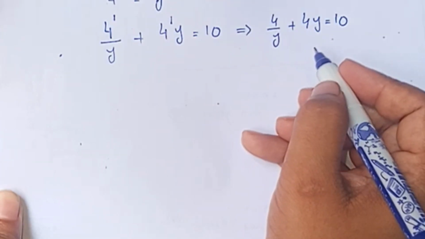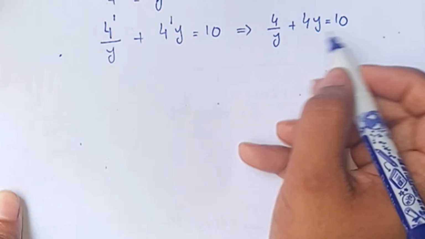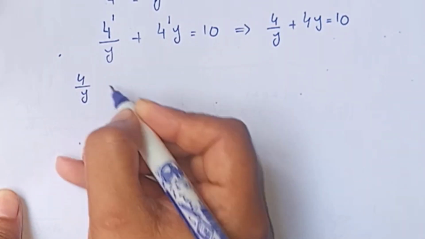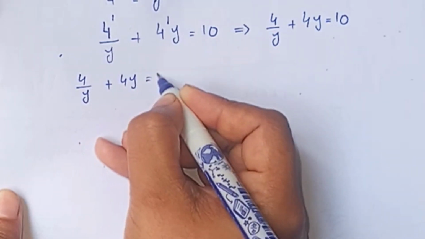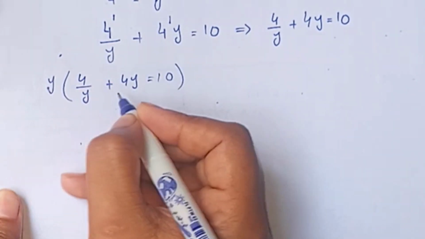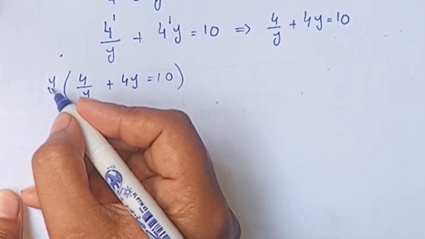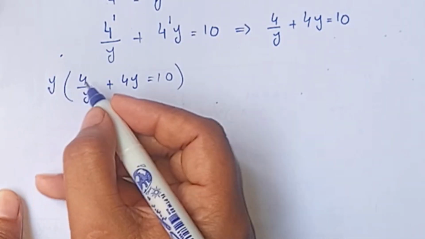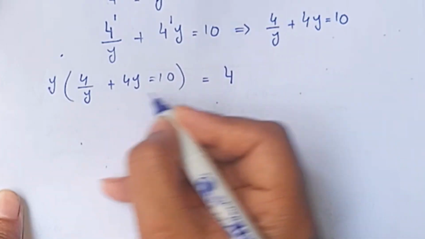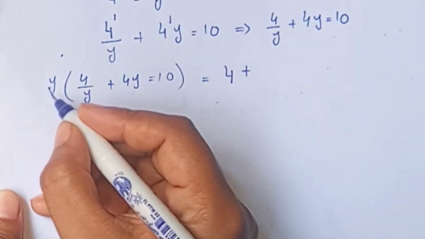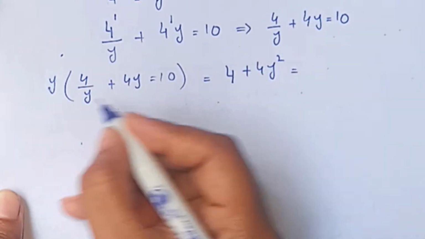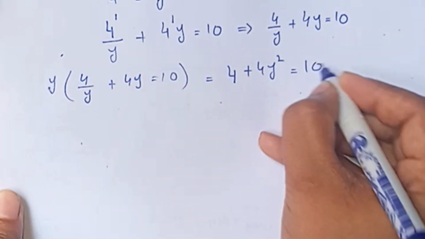Now in the next step, we multiply this equation by y on both sides. So the equation is 4 over y plus 4 times y equal to 10. If we multiply y by 4 over y, we get 4, plus y multiplied by 4y gives 4y², and y multiplied by 10 gives 10y.